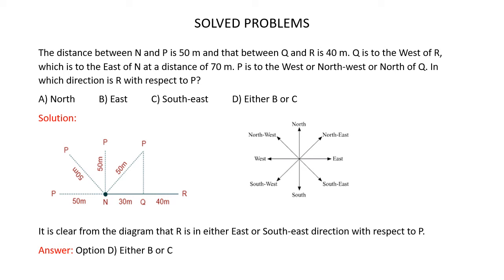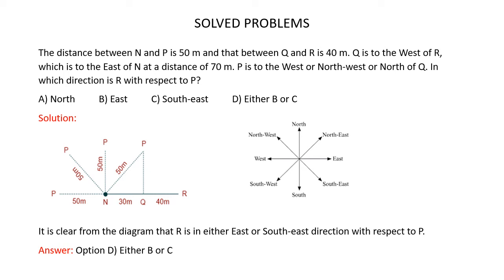Now first let's draw a diagram for the information given in the question. Now it's given that Q is to the west of R and the distance between Q and R is 40 meters. So if this is R's position, Q will be to the west of R at a distance of 40 meters. So this is the position of Q and this is the position of R.